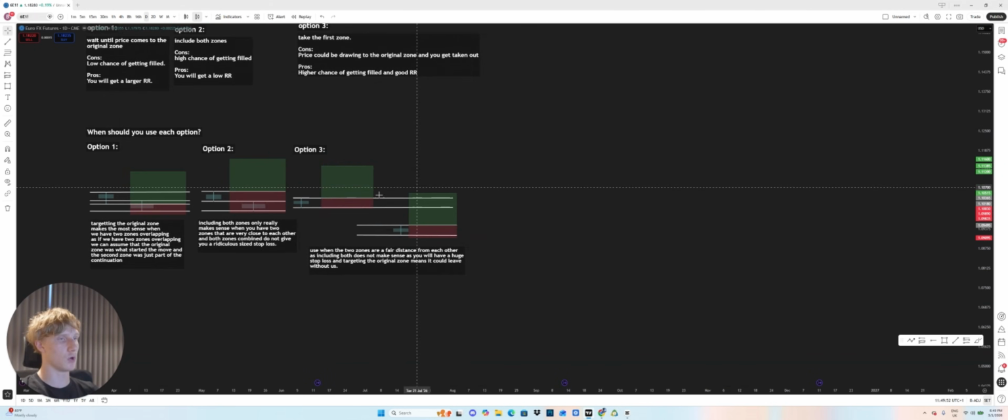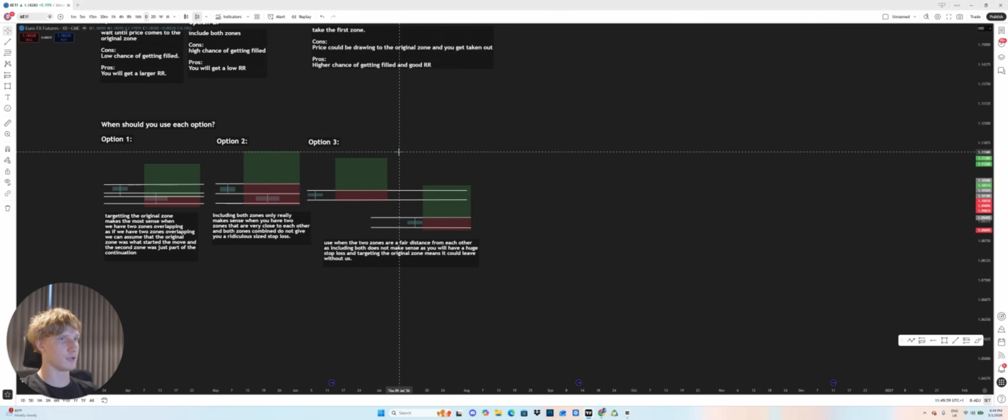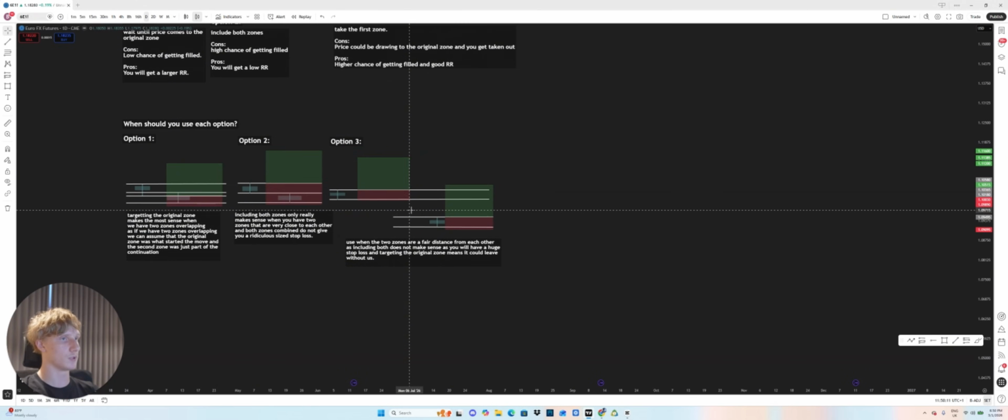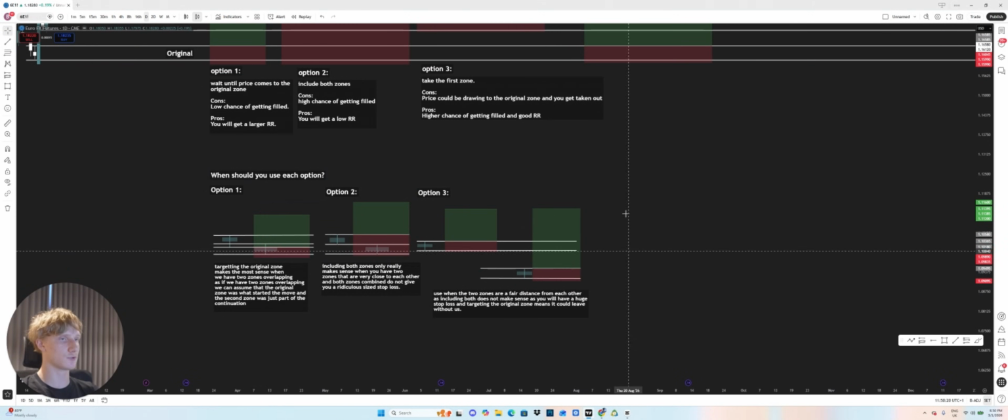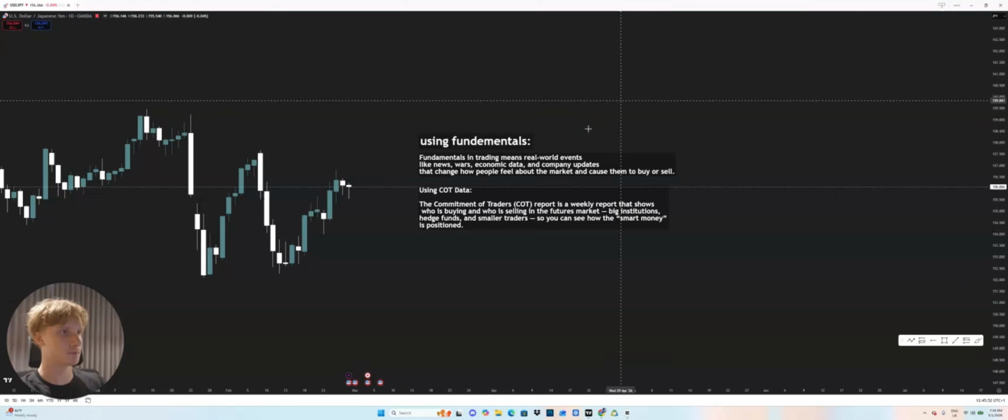The risk with using option number one is that price could come into this first zone and then move away without us. There is a risk that this first zone is not respected and price could be drawn to the original zone, the origin of the move. However, if that is the case and we get stopped out on this first attempt, we can just target the original zone, and because our RR will be greater, we'll make up our losses. So go ahead, take a screenshot of this, backtest it, and get an understanding of it.